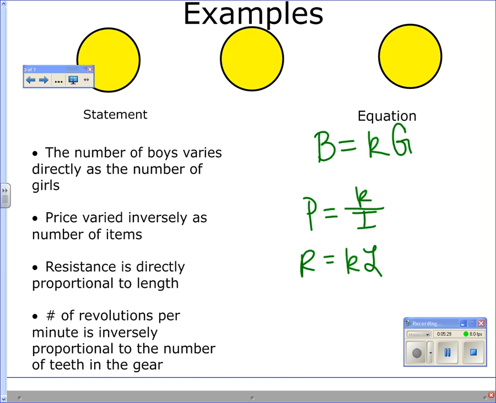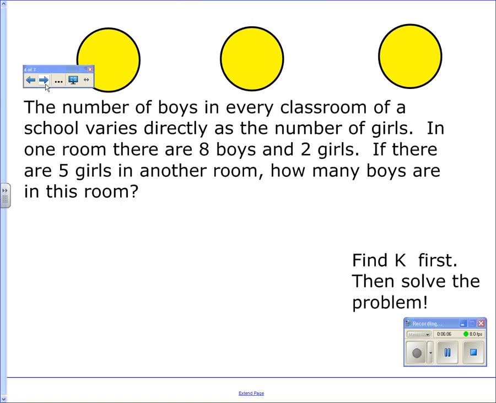Number of revolutions per minute is inversely proportional to the number of teeth in the gear. What would come first? The number of revolutions, and then equals what? K divided by teeth, or the gears, or whatever you want to name that. Does that make sense? Y'all see how to set up the equations? Okay. So let's look at an example.